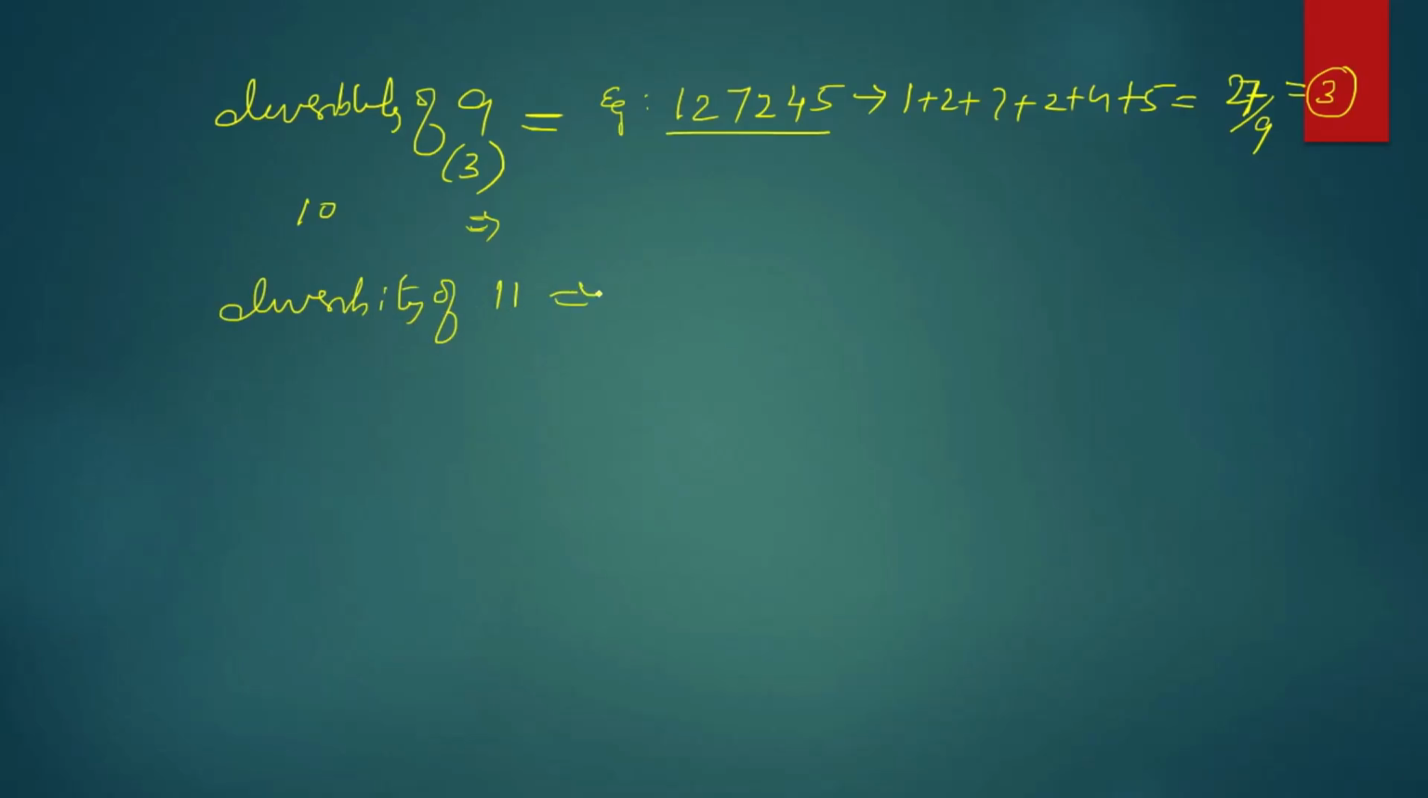The divisibility of 11. The divisibility of 10 is that the unit digit is 0. If the number's last digit ends in 0, then the number is divisible by 10. In case of divisibility of 11, for example, I will give you a number.